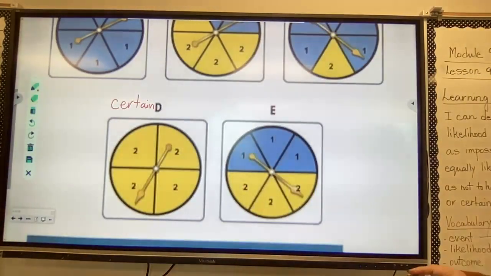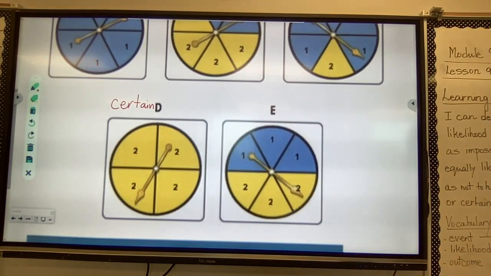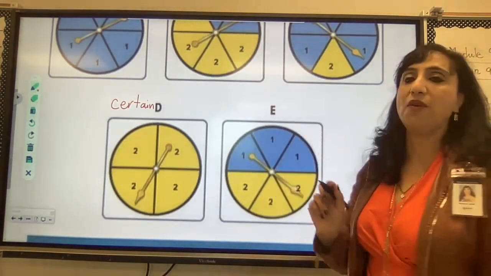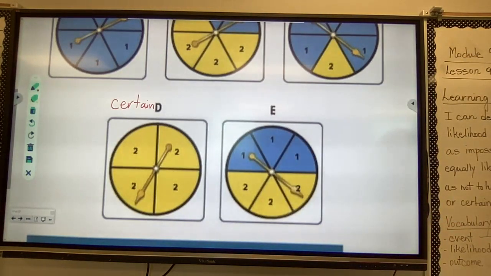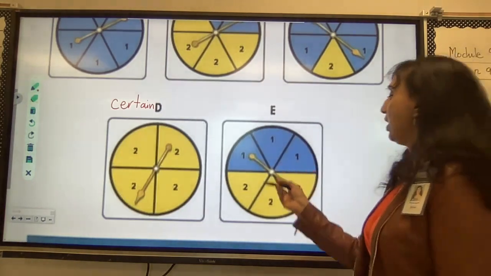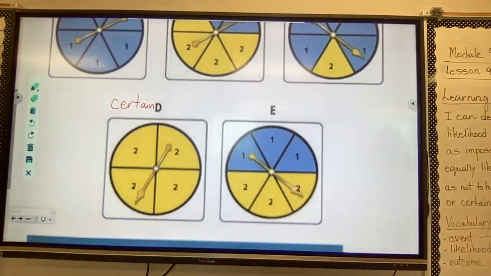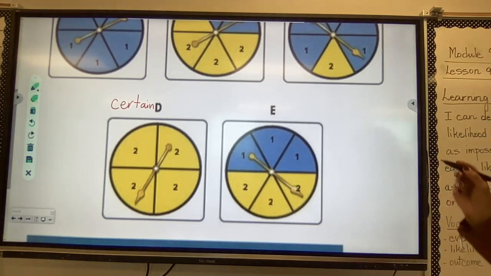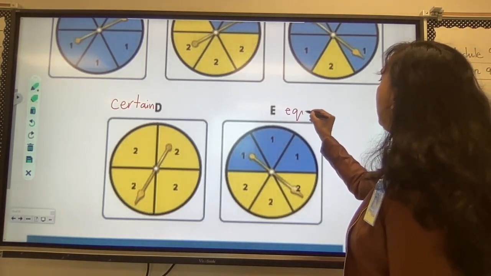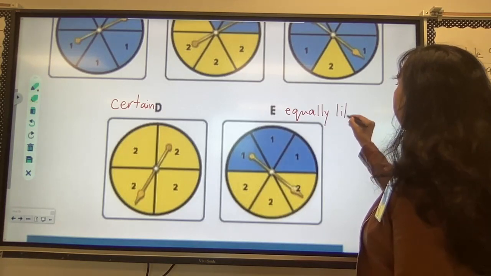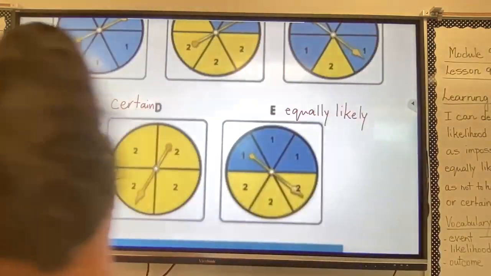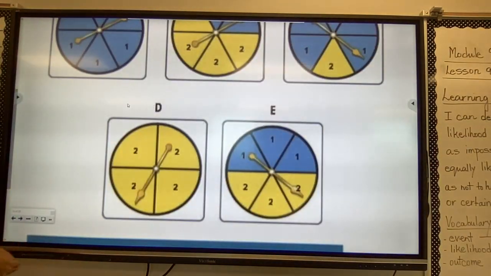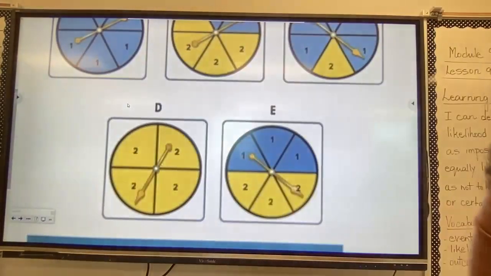All right. Look at the last one, which is E. We have equal parts of 2 and equal parts of 1. So in this case, it is equally likely to either land on a 2 or not. If you remember, equally likely is the same chance of happening as not happening. So this last one would be equally likely.